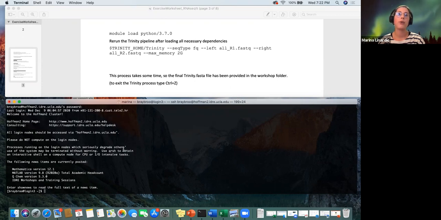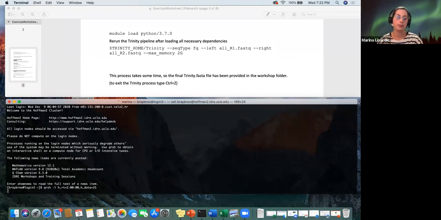So we're going to do the same thing that we did yesterday. We're going to ask for an interactive node by doing qrsh. So we're going to do qrsh -l h_rt= , we can ask, let's say, for 2 hours. And we're going to do 2 gigabytes of data, h_data=2G. And then you press enter.